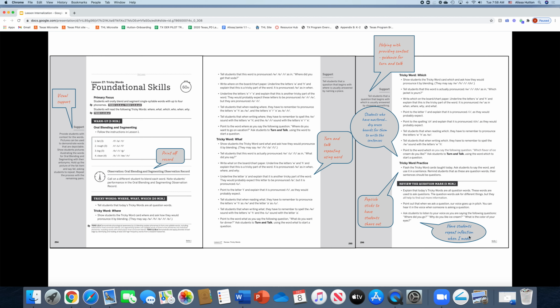I know when I've taught this in the past, sometimes when you talk to students about having their voice go up at the end, it gets a little artificial. So this is a really good opportunity for us to practice together and give guidance as we're going through that.